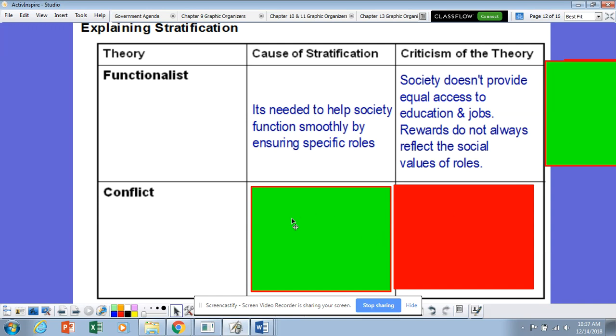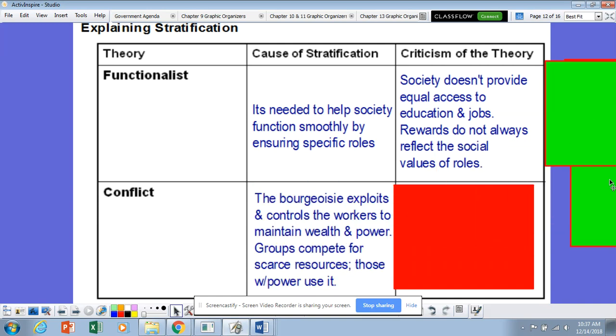The conflict theory, their cause of stratification, it all goes back to Marx. The bourgeoisie, the wealthy people who owned the means of production, would exploit and control the workers, or the proletariat, maintaining their wealth and power. Groups compete for scarce resources. Those with power will use it.